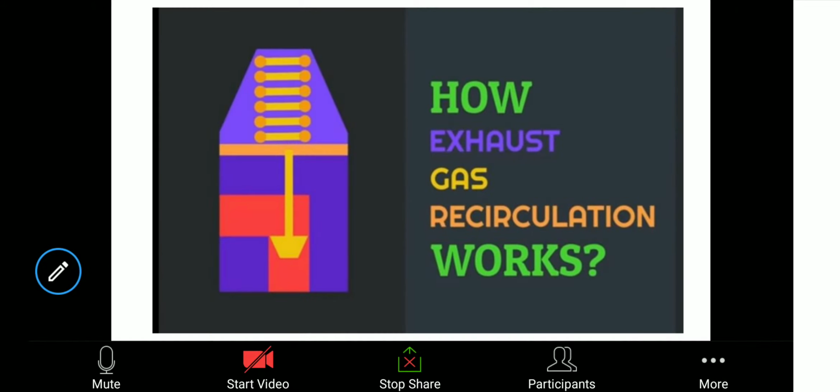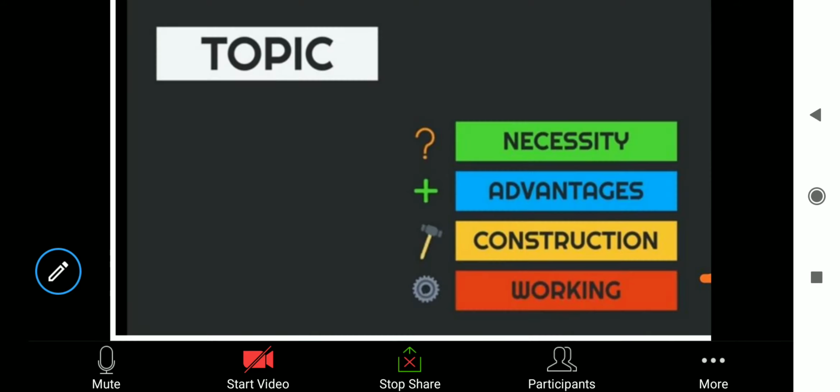Now this is how the exhaust gas which is coming out from the engine, recirculation works. So how the exhaust gas which is coming out of the engine can be recirculated, or that gas can be reused in the engine, that we are going to study. Now the necessity of that gas to be recirculated, the advantage, construction and the working, that we are going to study.